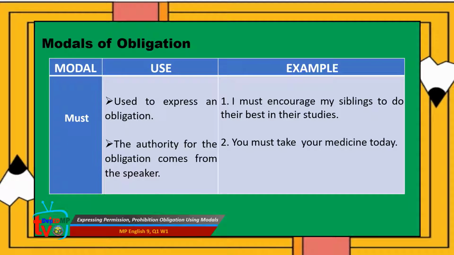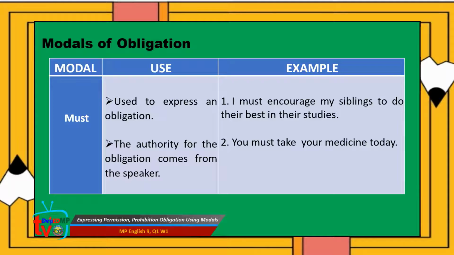Let us now discuss the modals of obligation. First is the modal must. Must is used to express an obligation, and the authority for the obligation comes from the speaker. For example, I must encourage my siblings to do their best in their studies. In here, the obligation is self-imposed. Nobody is forcing the speaker to do the action.